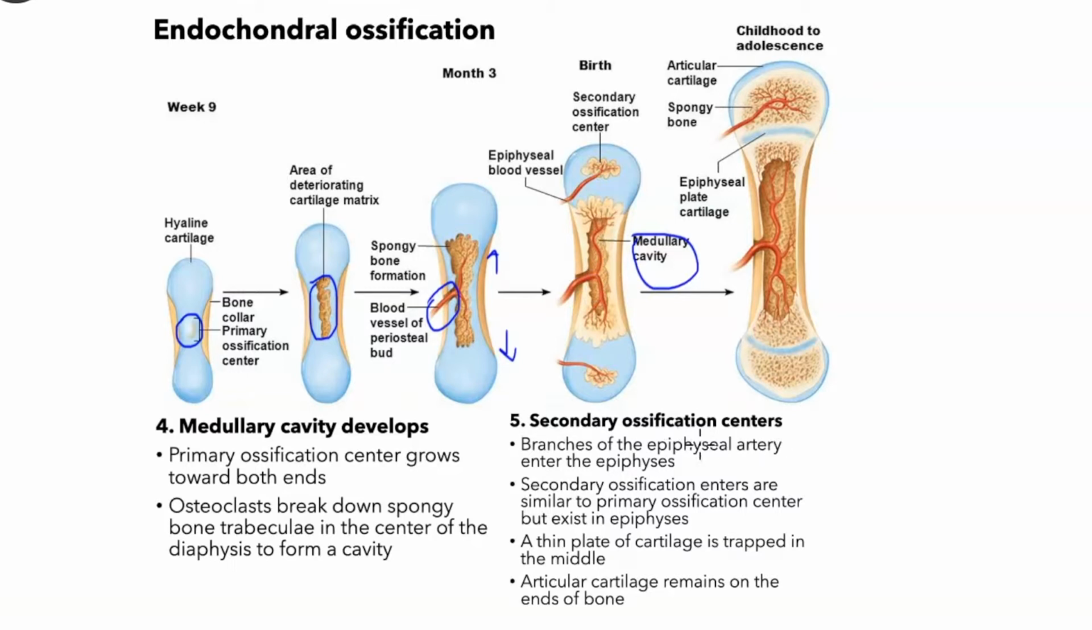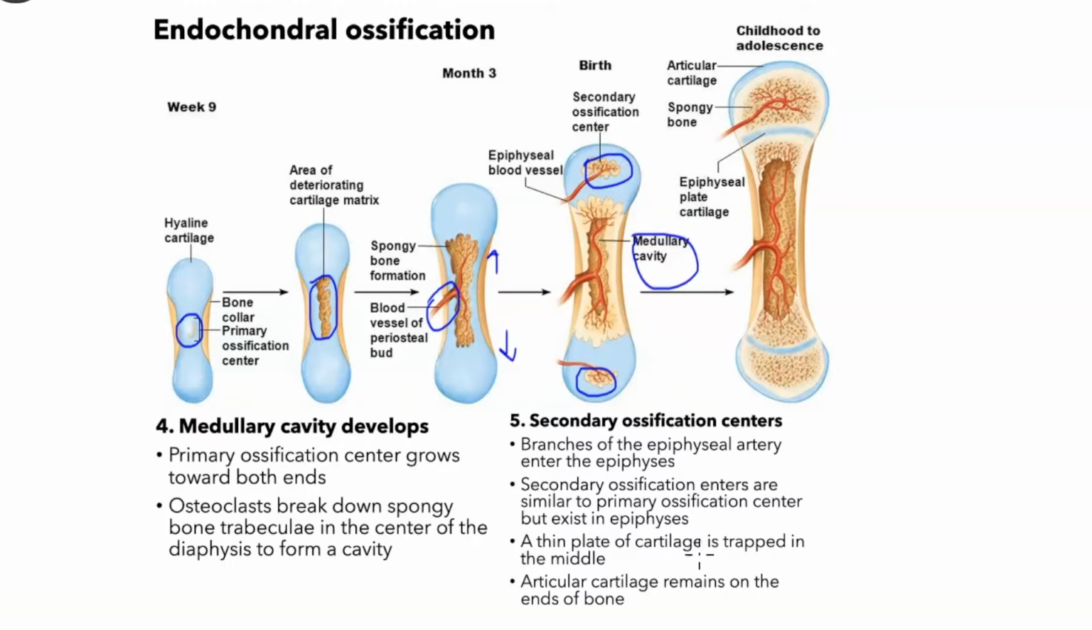In the 5th step, finally, we have secondary ossification centers. So while here we see the primary ossification center developing in the middle of the diaphysis, the secondary ossification centers will be found in the epiphyses, which remember are kind of the expanded ends of long bones. So what happens is the epiphyseal blood vessels, here shown as an artery, enter the epiphyses, and basically, the process is extremely similar to what happened in all of these steps over here with the primary ossification center. The only difference is that they exist in epiphyses and they kind of spread outward from the center of the epiphyses toward the middle of the bone and toward the outer edges.